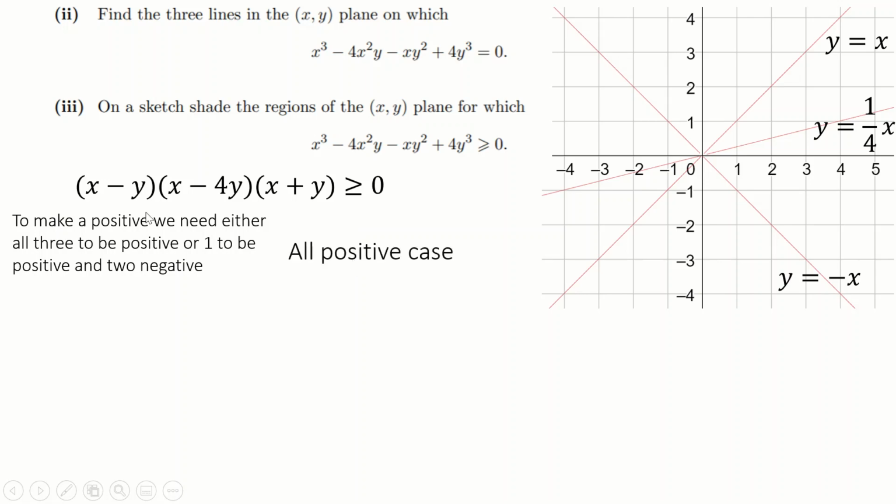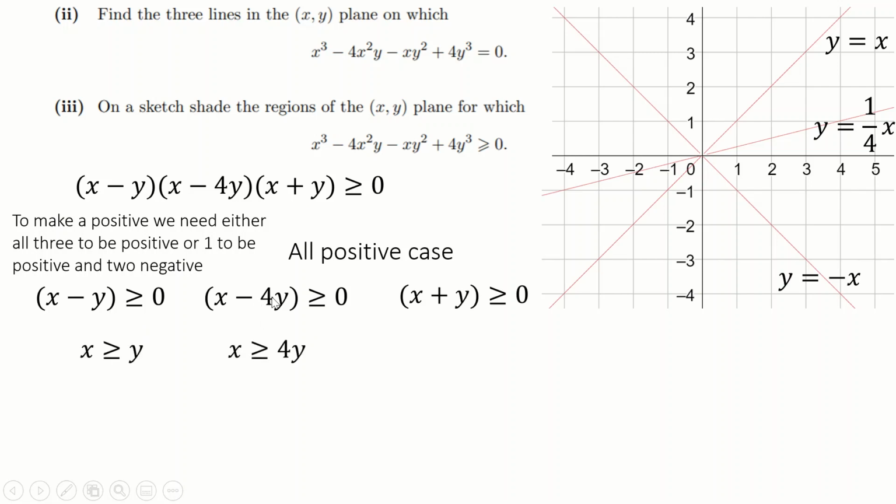So the all positive case, where this thing is positive, this thing is positive, I should say greater than or equal to 0, I guess, but whatever, and this thing is positive. Now we rearrange those to make this, move the 4y over to make this, move the minus x over, take away x from both sides to make this, and now we just look in the sketch, where are all three of these things?